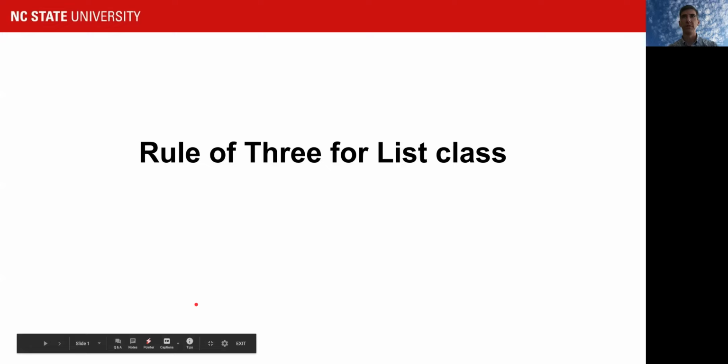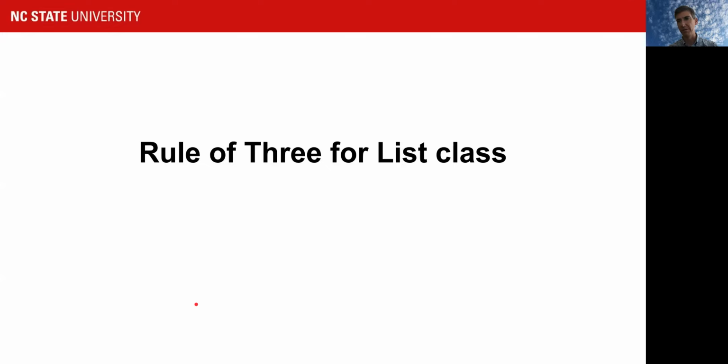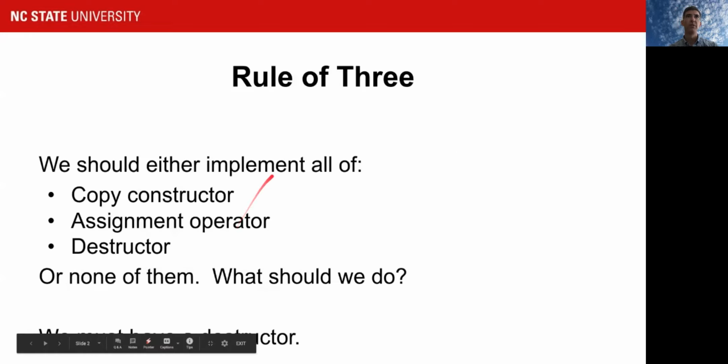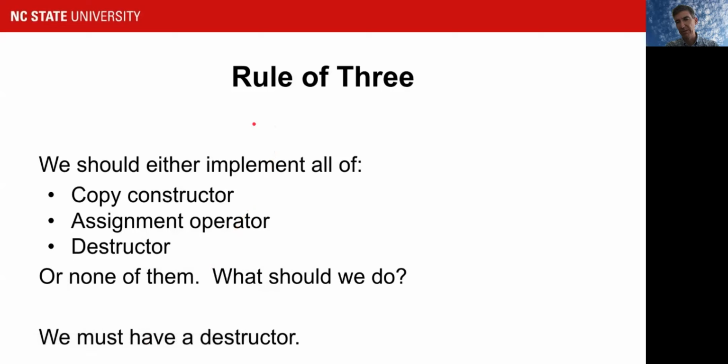Okay, let's consider the rule of three for the list class. Up until now, I haven't implemented any of these functions, and so that would be the rule of zero. I decided to do nothing. But what should I do? Is this the rule of three or the rule of zero?